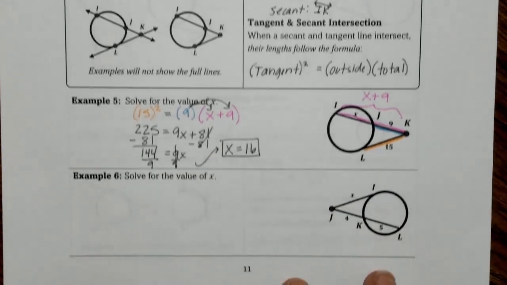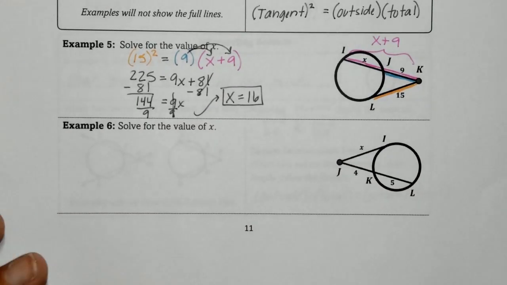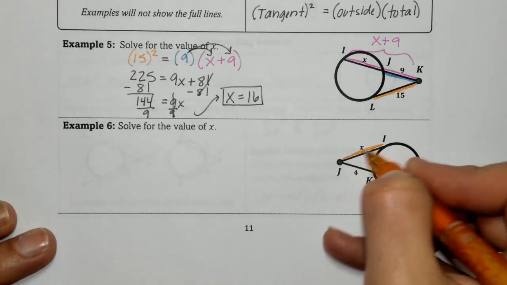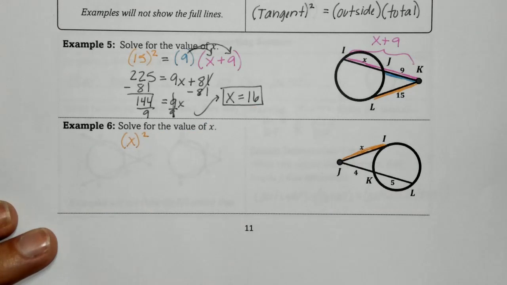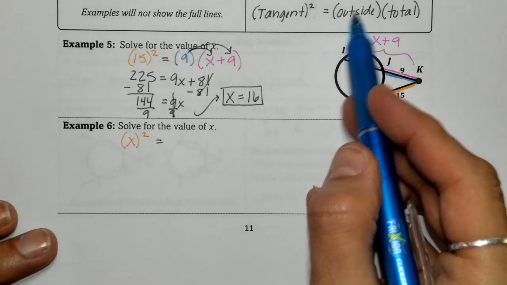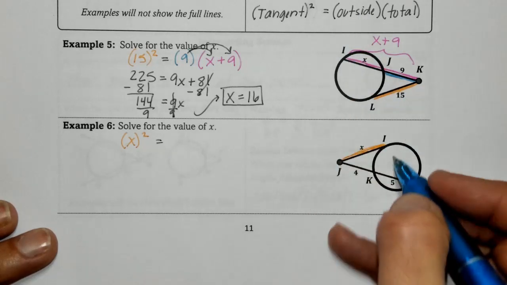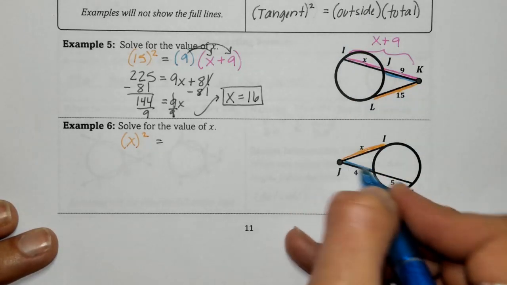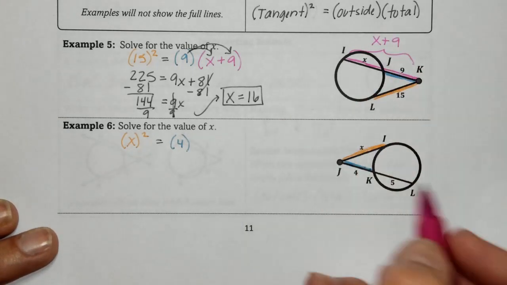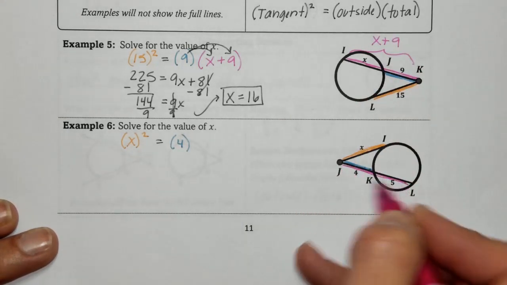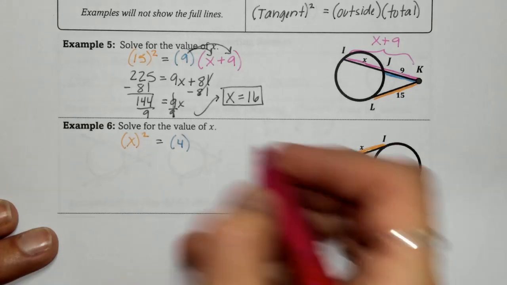All right, last one. Tangent, the one on the outside, squared. So we have x squared. This will be equal to, again, outside here at the very, very top, outside 4 times total, the entire thing. Add those together to get 9.